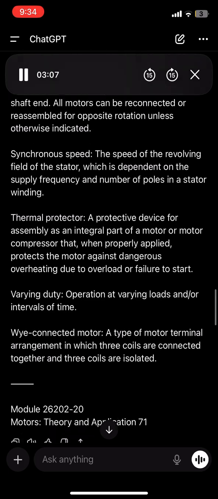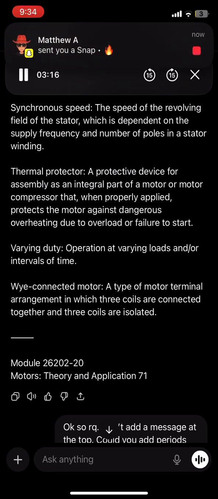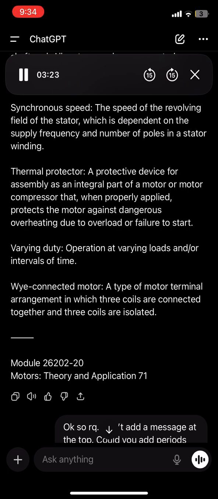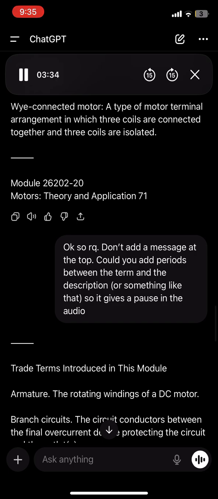Synchronous speed, the speed of the revolving field of the stator, which is dependent on the supply frequency and number of poles in a stator winding. Thermal protector, a protective device for assembly as an integral part of a motor or motor compressor that, when properly applied, protects the motor against dangerous overheating due to overload or failure to start. Varying duty, operation at varying loads and/or intervals of time. Y-connected motor, a type of motor terminal arrangement in which three coils are connected together and three coils are isolated.